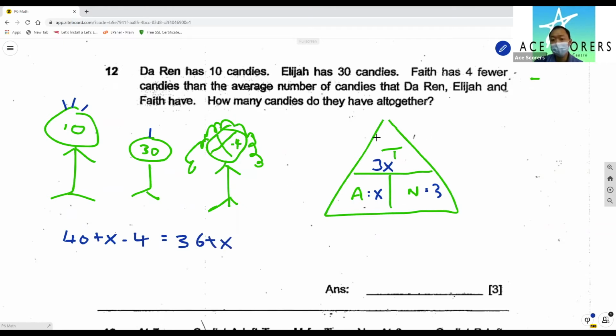But according to my TAN triangle, my total is 3x. So this 36 plus x is the same as 3x. So 2x equal to 36, so x equal to 18. What's the question? N is total. Yeah, total. So add them together. Yeah, 54. See? TAN. It's algebra.